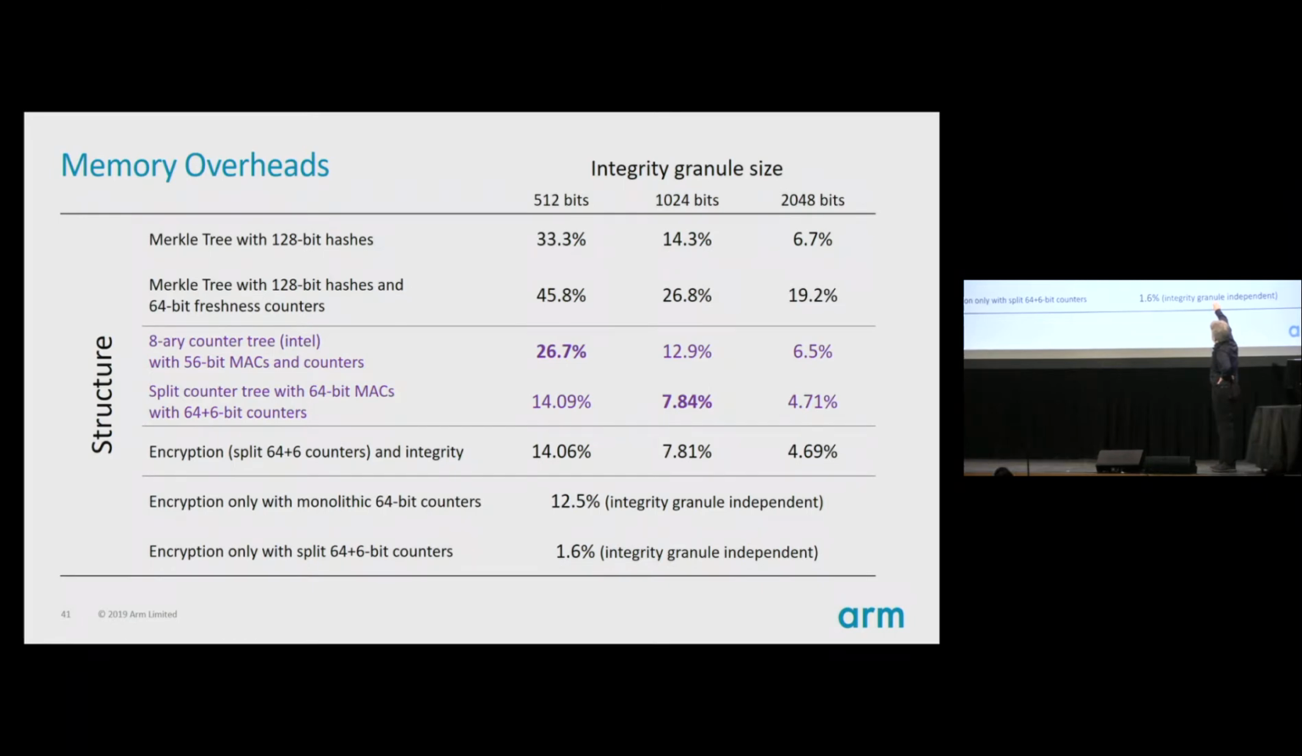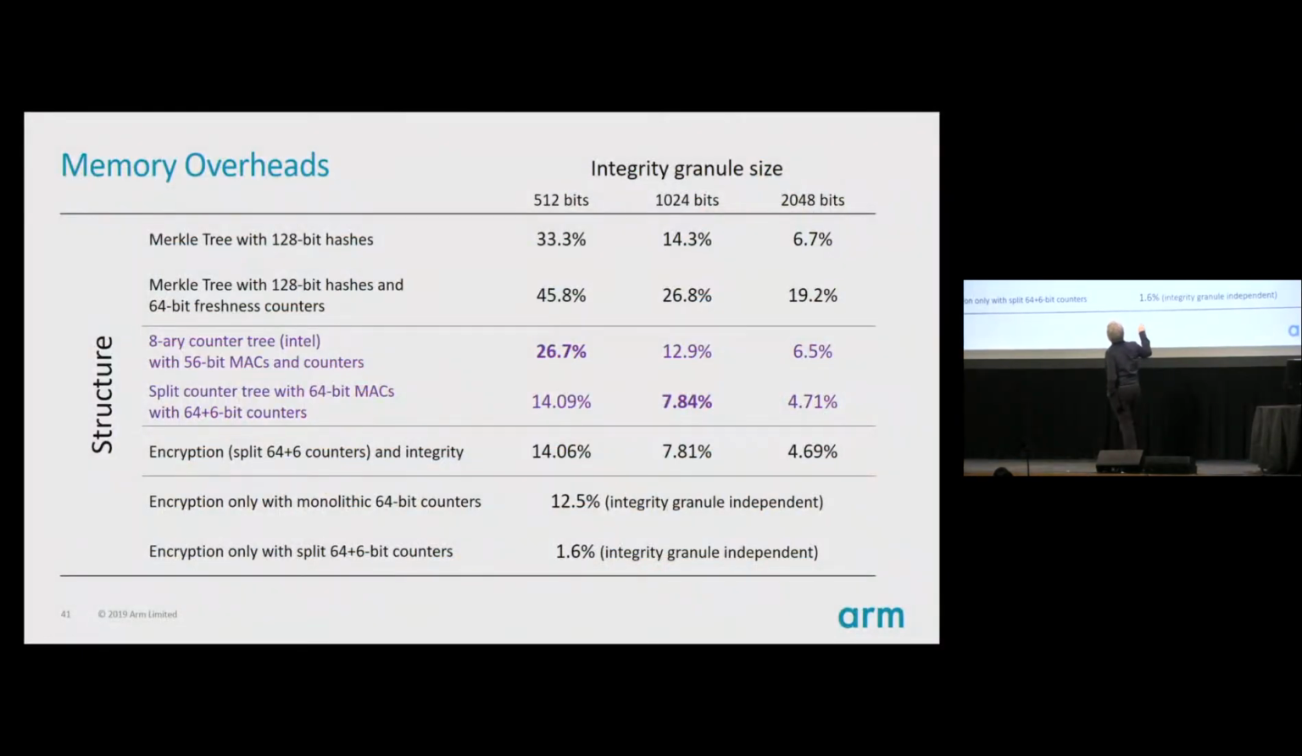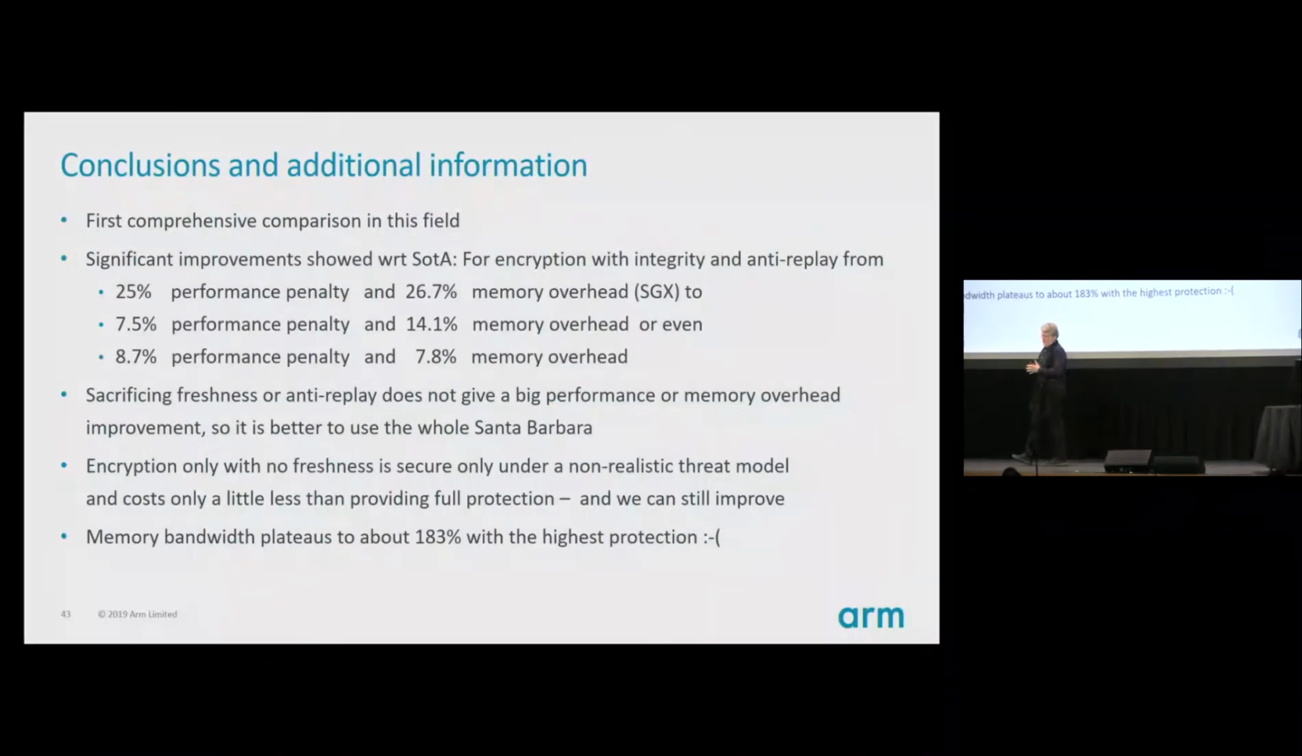So that's actually the takeaway of this slide. With the current state of the art on the market for good protection, which is what Intel is providing, we get a 26.7% performance penalty. Using split counters instead, we get down to 7.8%. What about the memory overhead? We had the 25% slowdown and 26.7% memory overhead. And here we get 7.8% in memory overheads.